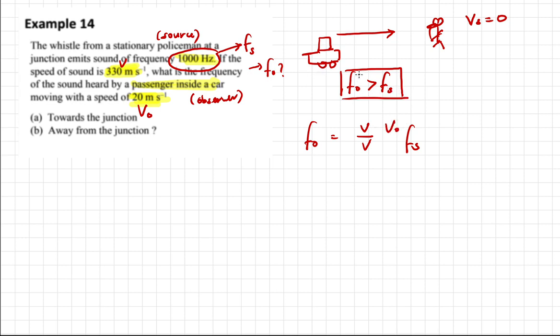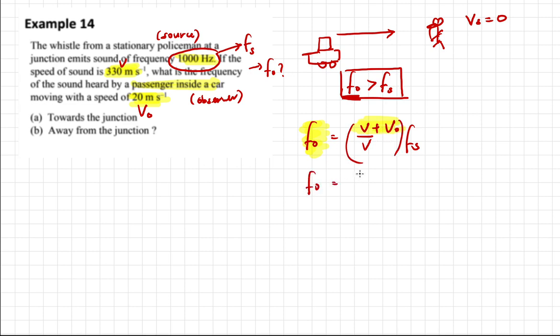So now we know the frequency of the observer should be larger. So for us to get a large number here, the value here should be big as well. If the value here is larger, then we can get a larger value here. So we can add this up. So this is going to be the equation for us to use.